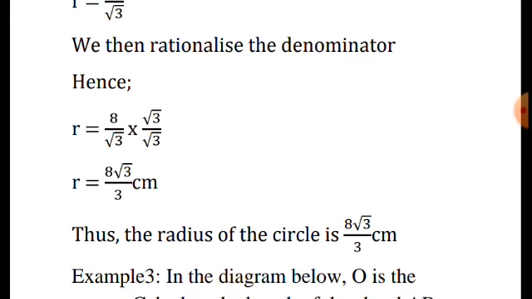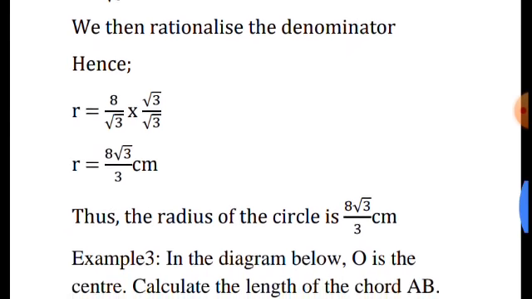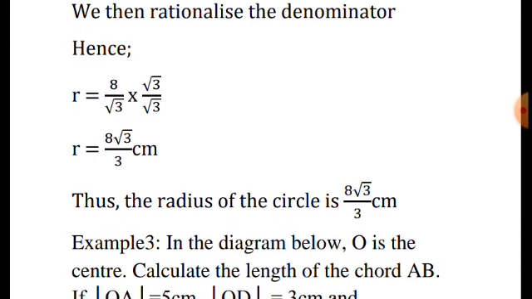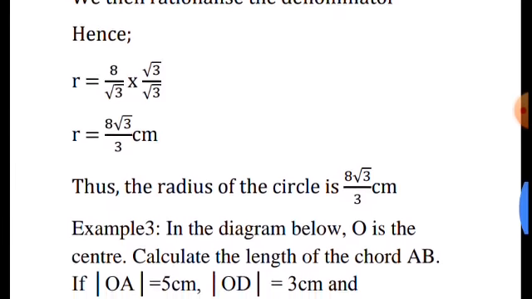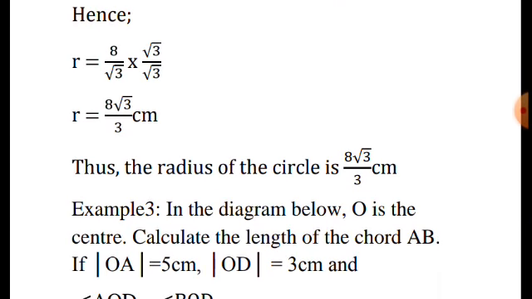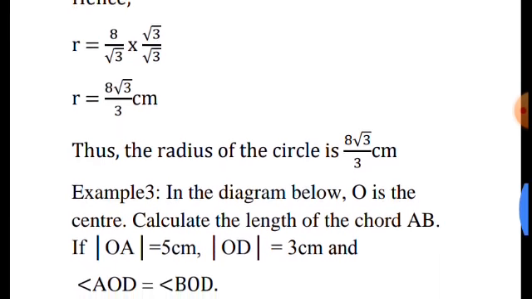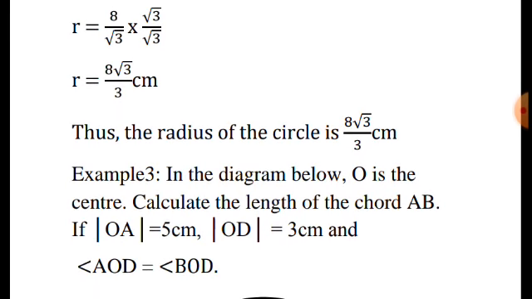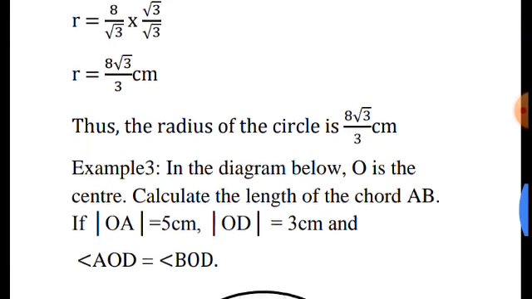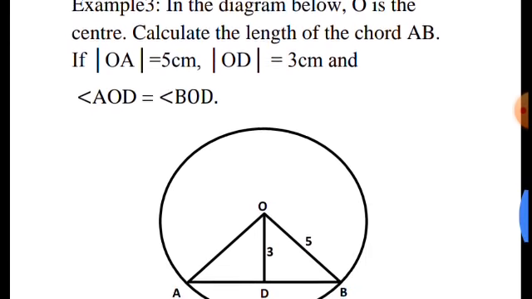Now let's quickly look at example 3. In the diagram below, O is the center. Calculate the length of the chord AB if line OA is 5 centimeter, line OD is 3 centimeter, and triangle AOD is equal to triangle BOD. Now this is the diagram.